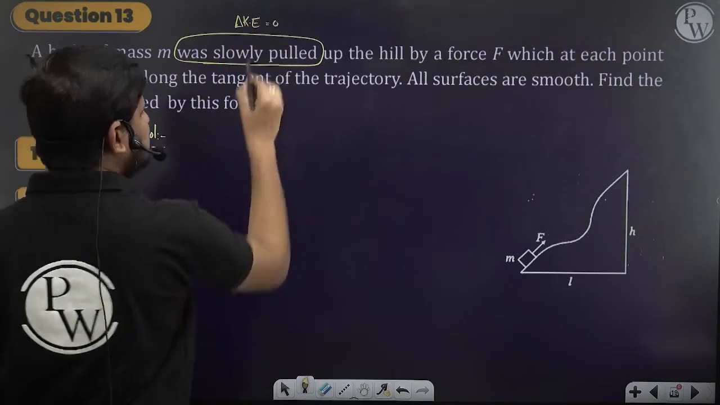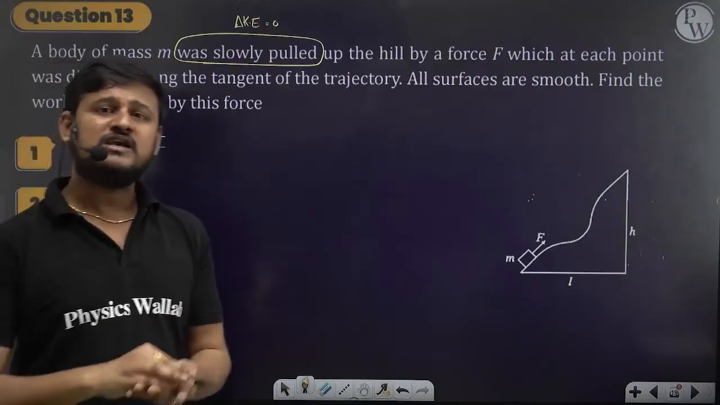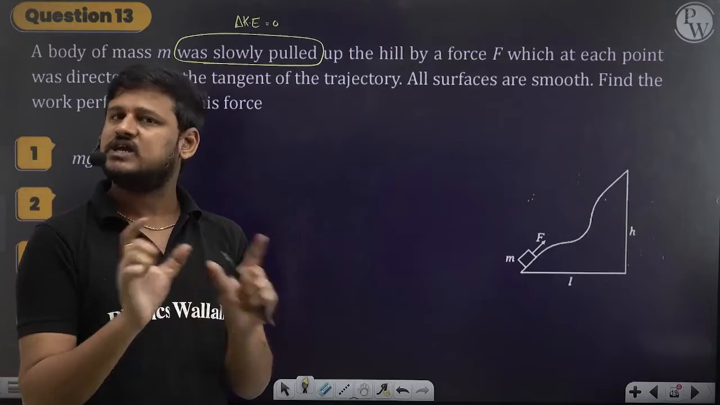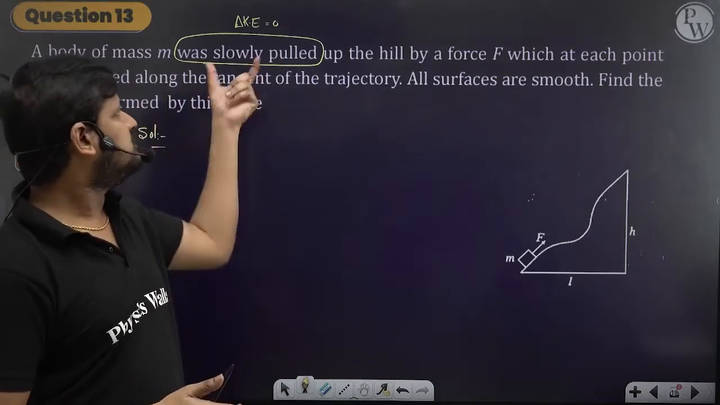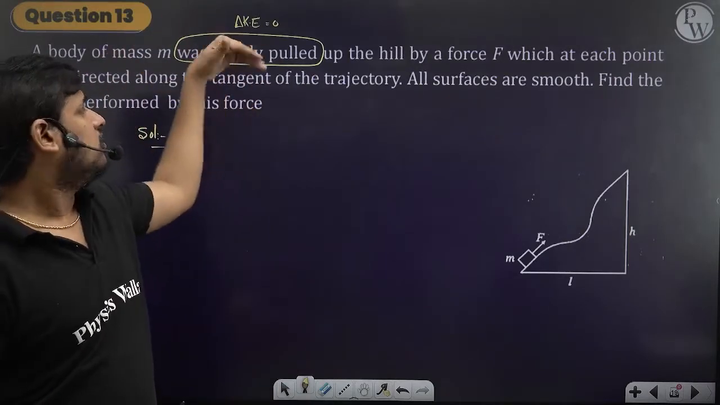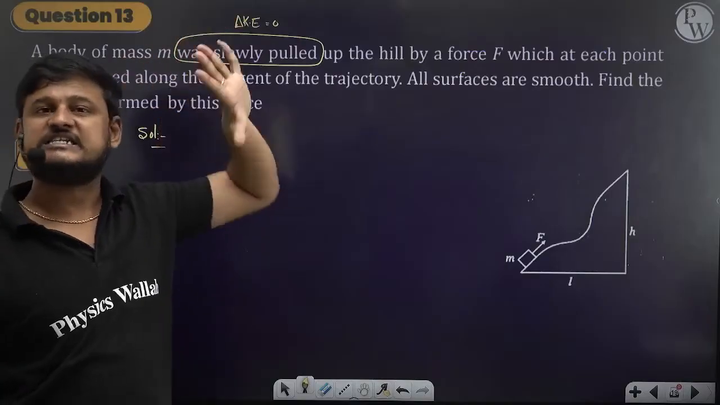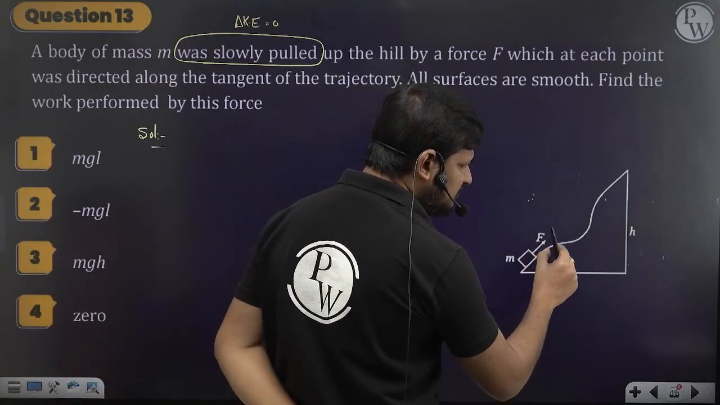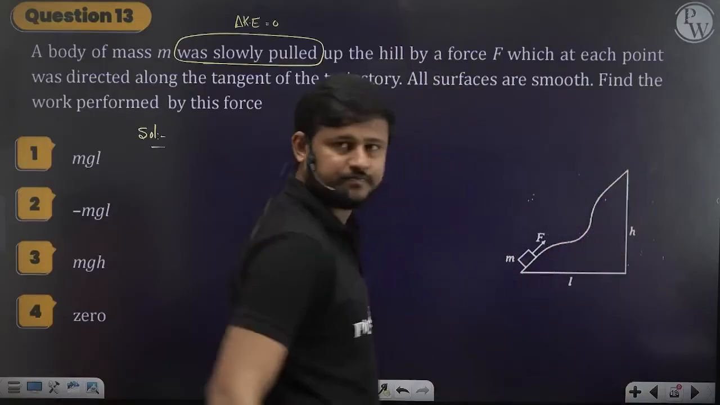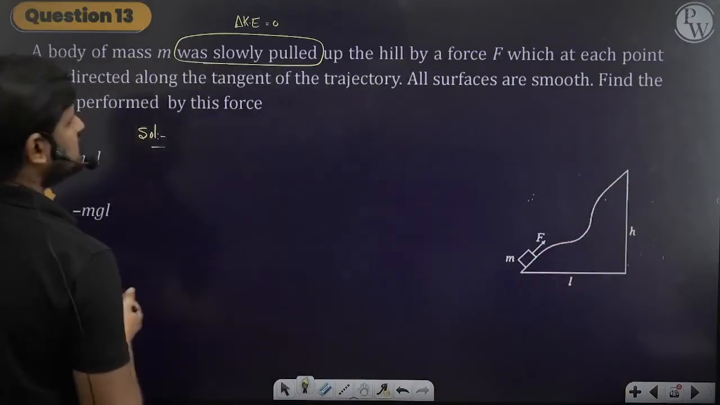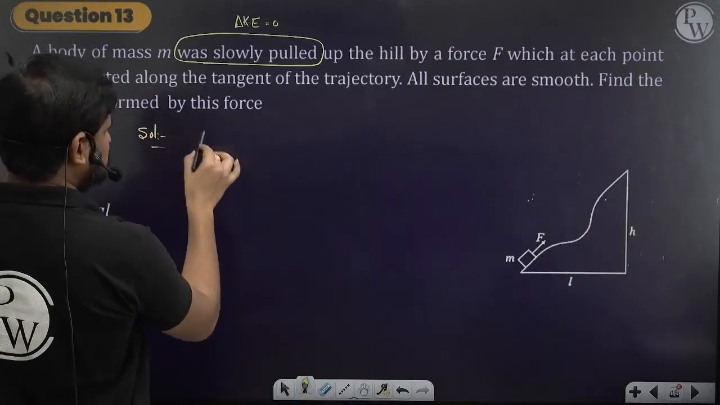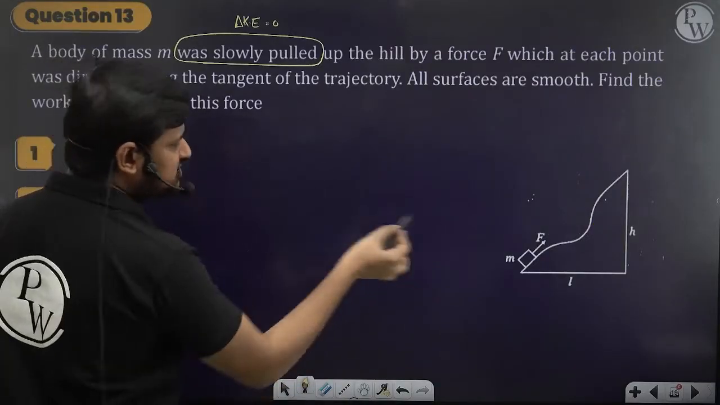So whenever they say in the questions that a body is slowly pulled up or gradually pulled up, if they give hints like this, you can simply consider that the change in kinetic energy is 0. So this object, upon applying the force, is very slowly moved to the top. Okay, so all surfaces are smooth, find the work performed by this force. What is the work done by the applied force they are asking?